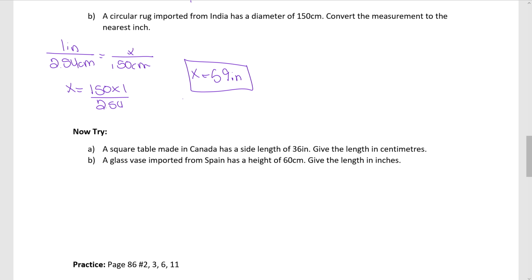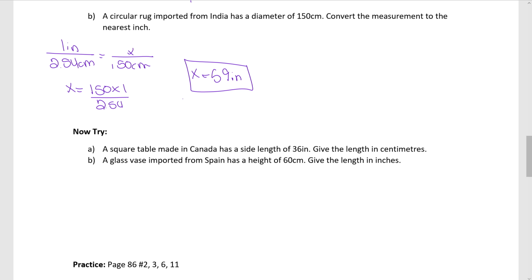So I would like you to try the next problem. A square table has a side length of 36 inches. Give the length in centimeters. And a glass vase imported from Spain has a height of 60 centimeters. Give the length in inches. So take a second, pause the video, and give those a try, and come back and see how you did.